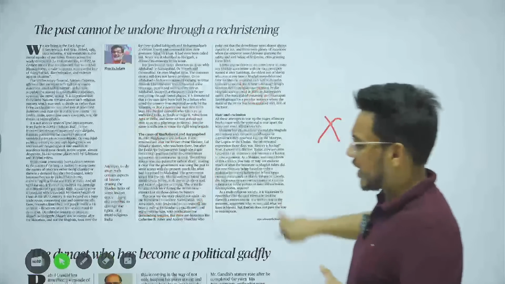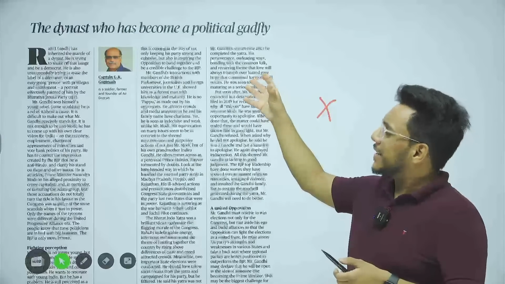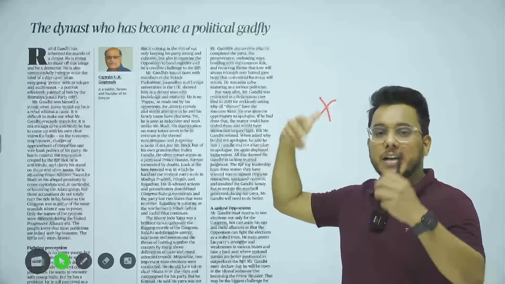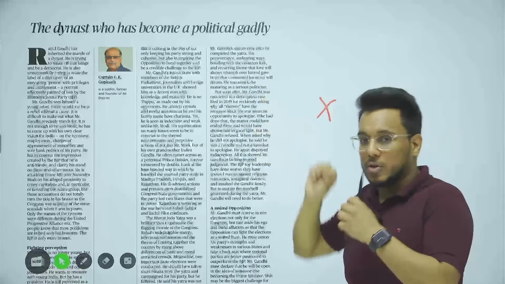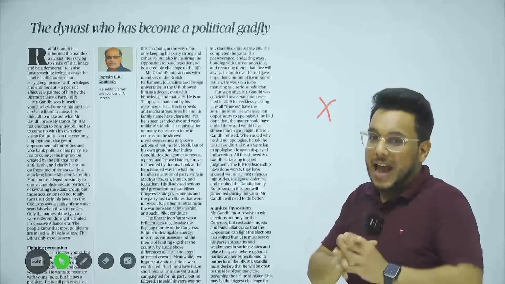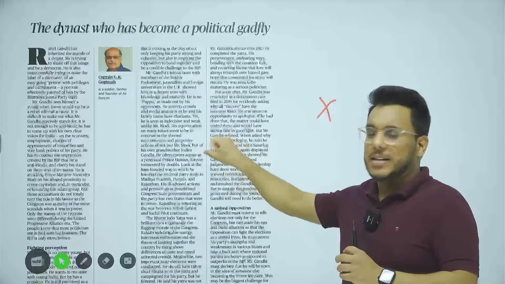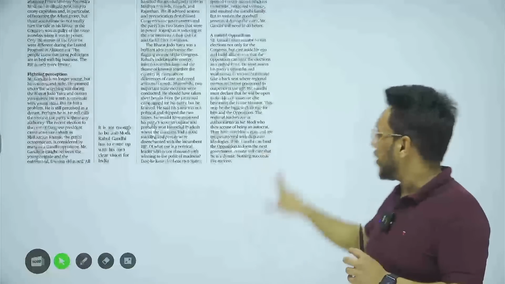And then the next article, the dynast who has become a political gadfly. This article is talking about Rahul Gandhi, how he is trying to create his own persona, and how he is trying to shun the dynast tag and all such things. So this is an assessment of Rahul Gandhi. Again, these kinds of things are not asked in our examination, so no need to go here.